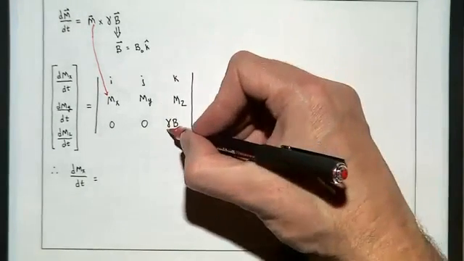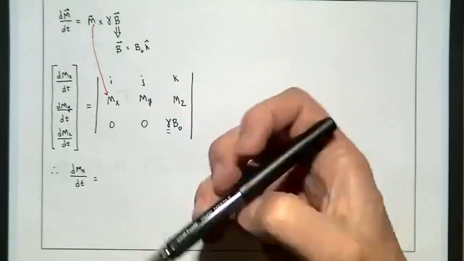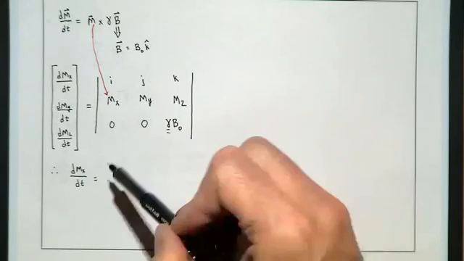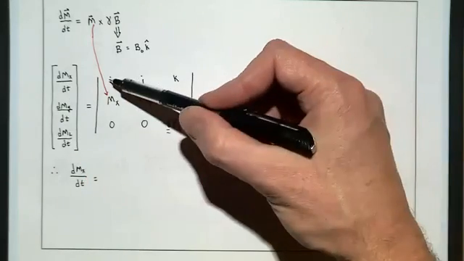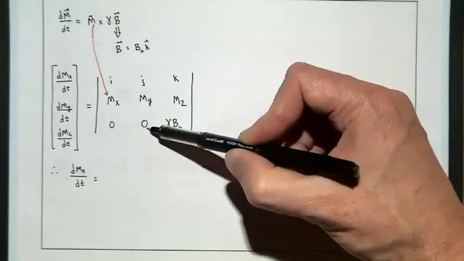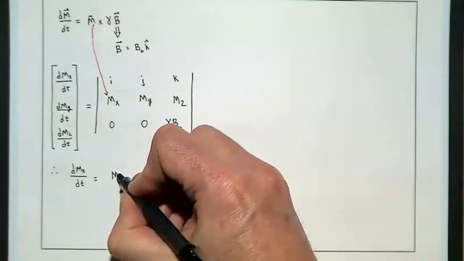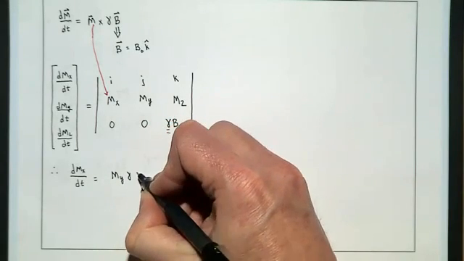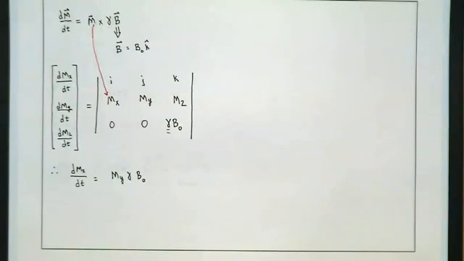Don't miss the gamma. Now I just want to operate through this determinant to get an expression for my first differential equation. Along the i direction, that's just gamma B0 times my minus 0 times Mz. So a very simple expression, just my gamma B0. Is that a familiar mathematical concept?